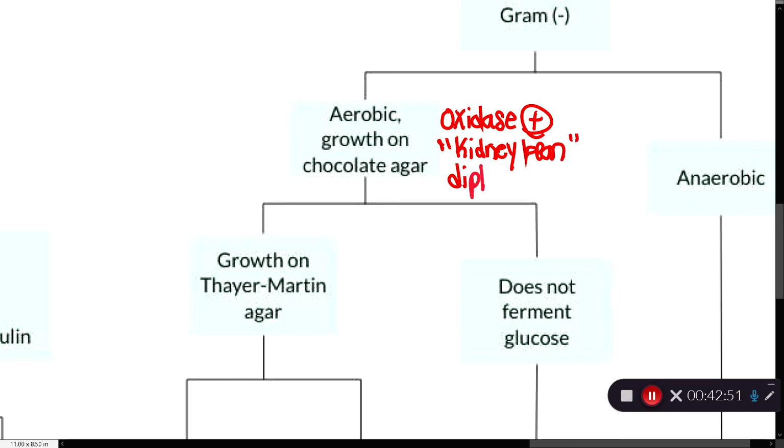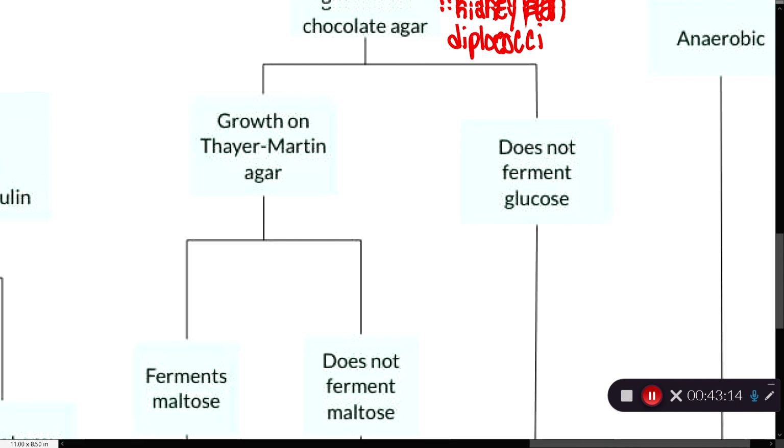Diplococci. Okay. And they're also referred to as fastidious. So these guys are divas. They are the very, very needy and high maintenance of the bacteria. Okay.